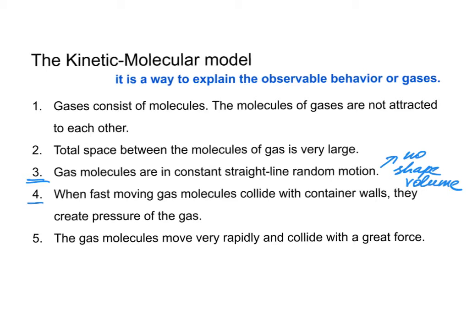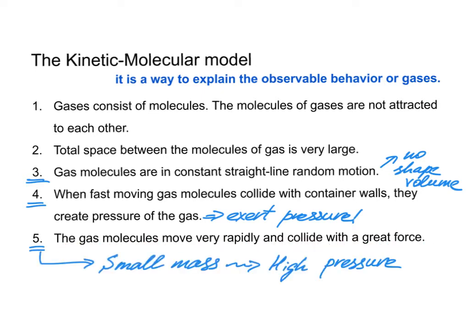The fourth statement. The fast-moving gas molecules collide with the container walls. They create pressure of the gas. That is a good explanation to how gases can exert pressure. The gas molecules move very rapidly. They have a lot of kinetic energy. And as a result of it, they collide with a great force into the walls of the container. This is how a very small mass of gas can exert quite a bit of pressure.